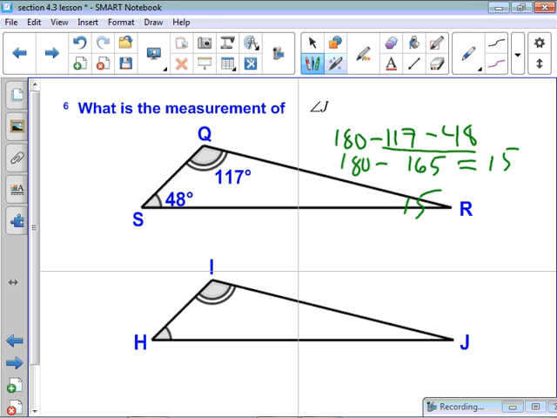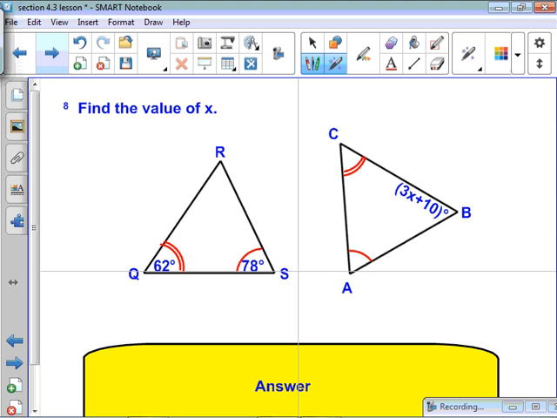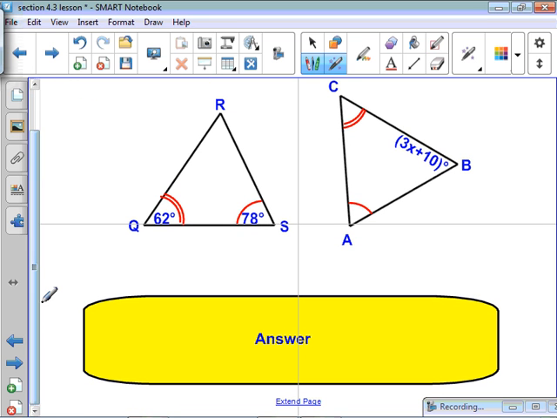Which means by the third angle theorem, this one has to be 15 degrees because the first angle was congruent to the first angle, second angle congruent to the second angle, so the third angles must be congruent. Same thing here. I'm going to let you solve this one on your own because it's pretty simple. I'm going to move on. Find the value of x. I like this one. This looks fun.